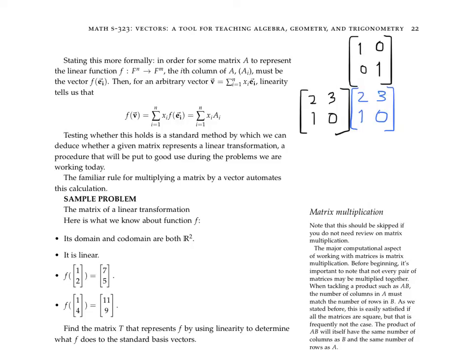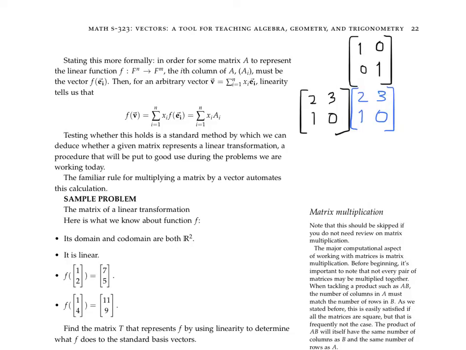So let's take a look here at sample problem 1. We're told the matrix of a linear transformation. Here's what we know about the function that it represents. Its domain and codomain are both R2. You guys know what domain is. Codomain is similar to image, but not quite.